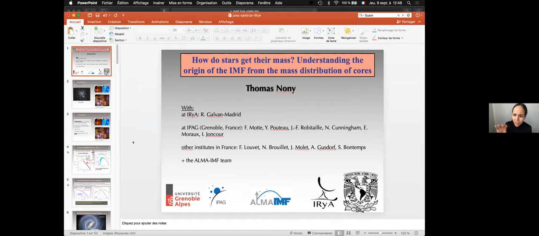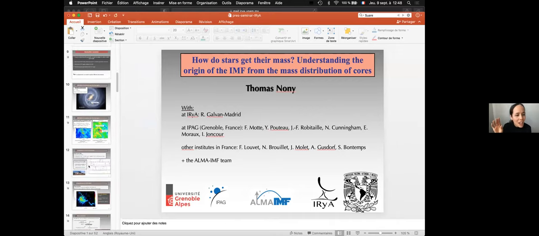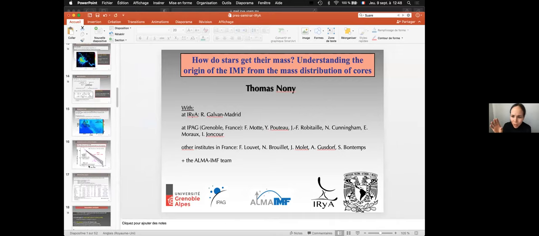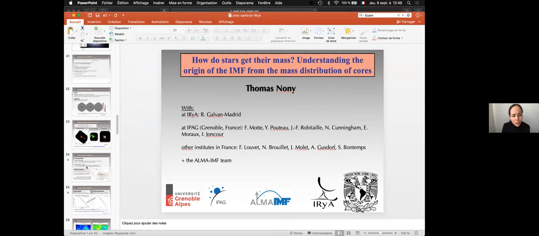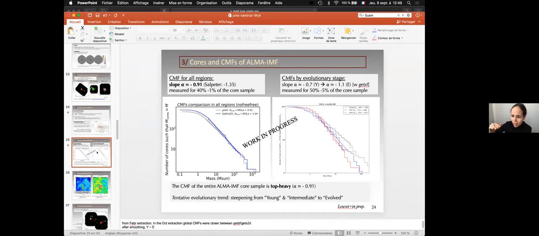Regarding this variation that you find of the IMF slope from younger to more evolved regions, could it be that the younger ones are more top heavy, right? Yes. Could it be that the physical reason is that they are still in the process of fragmentation? And so with time, you move from this top heavy to more Salpeter-like, because the most massive ones are still fragmenting, maybe. I don't know if you have considered this possibility.